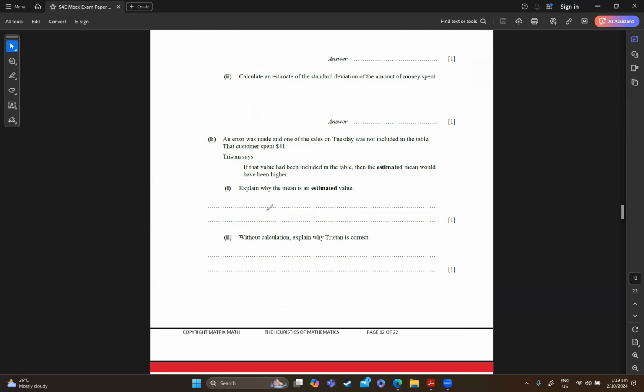Okay, so I repeat again, the value of M used to calculate the mean is the mid value and not the actual value.